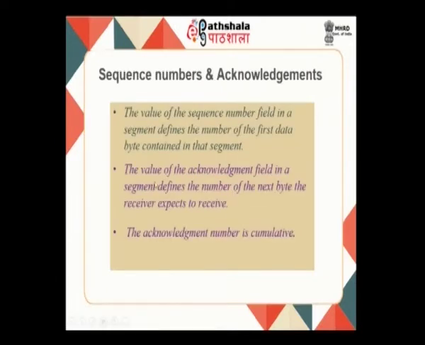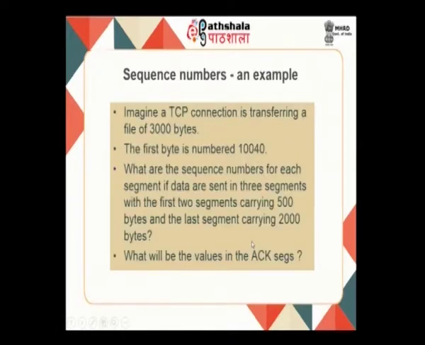Okay. So, as I said, the value of the sequence number field in every segment will define the number of the first data byte that is carried in that segment, and similarly the value of the acknowledgement field in a segment will define the number of the next byte that the receiver expects to receive, and the acknowledgement number is always a cumulative acknowledgement number. Okay. So, we will just take a look at an example to see how sequence numbers and acknowledgements are used.